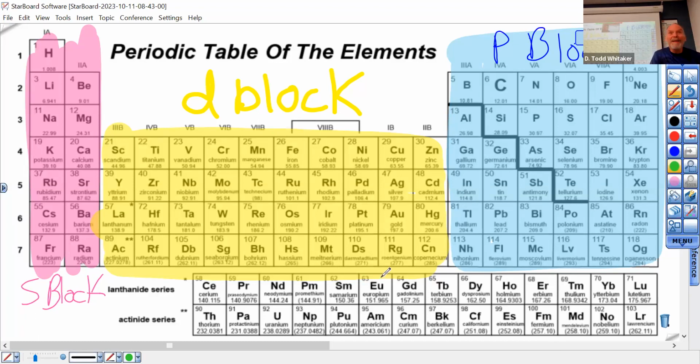Oh, and the new elements. We didn't have to do any of these down here because they didn't even exist when I had that course where I had to do this. You want my new trick?